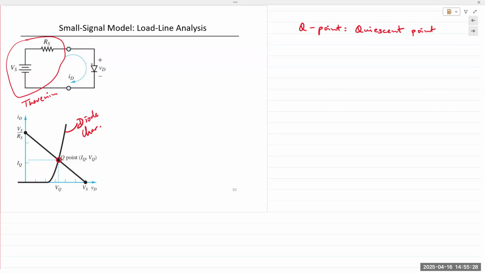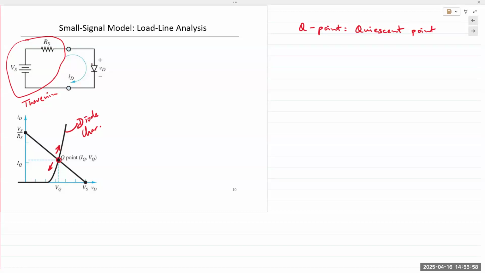That point does not move. That point is fixed on the diode characteristics. Hence, it's fixed. Now, if you apply a small AC voltage or AC signal on top of this DC application, your Q point will either shift up or down the diode characteristic in response to that AC signal. And if the AC signal is small enough, we can analyze that shift up and down.